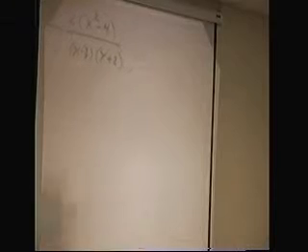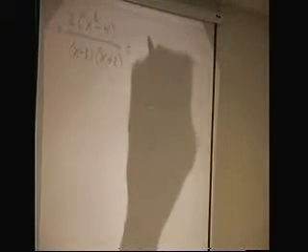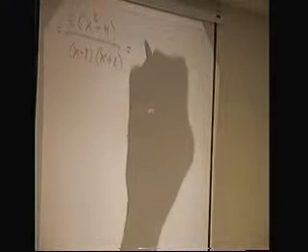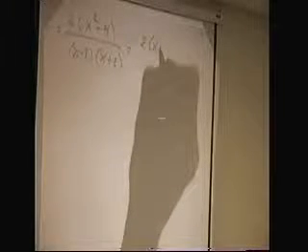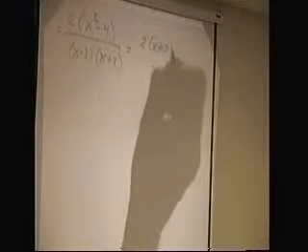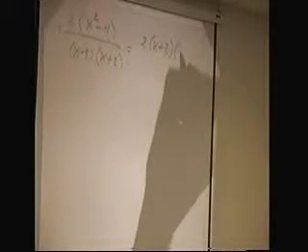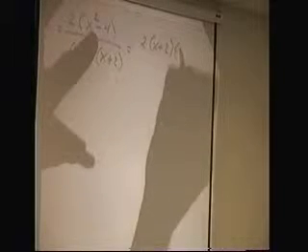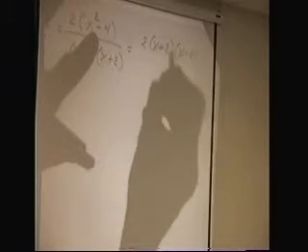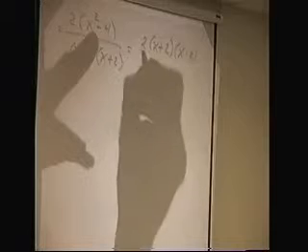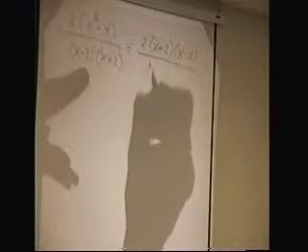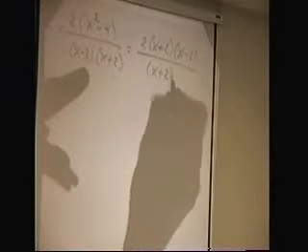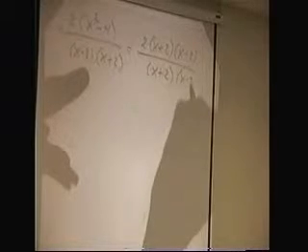So we're going to factor a little further. This is 2 times x plus 2 times x minus 2, difference of squares, over x plus 2 times x minus 3.